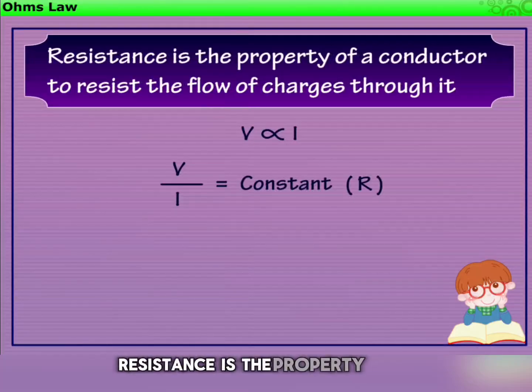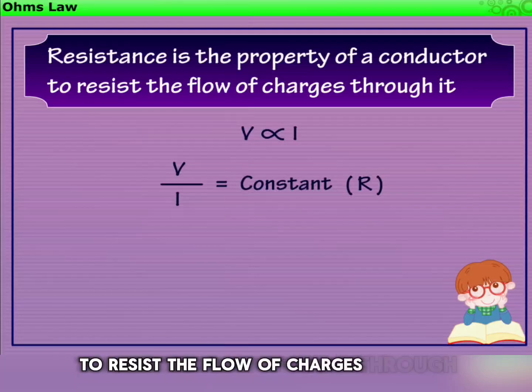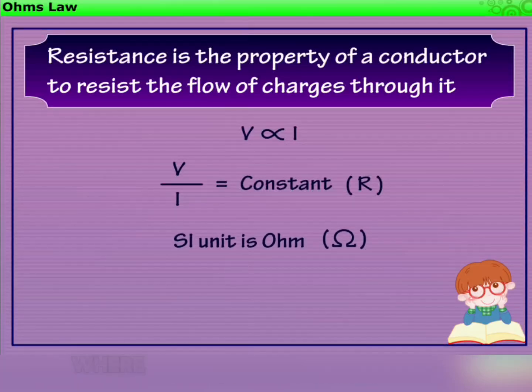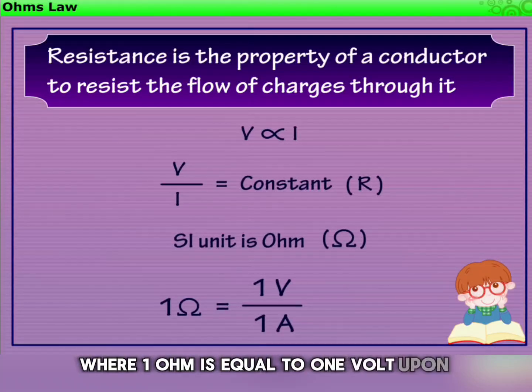Resistance is the property of a conductor to resist the flow of charges through it. Its SI unit is ohm, where 1 ohm is equal to 1 volt upon 1 ampere.